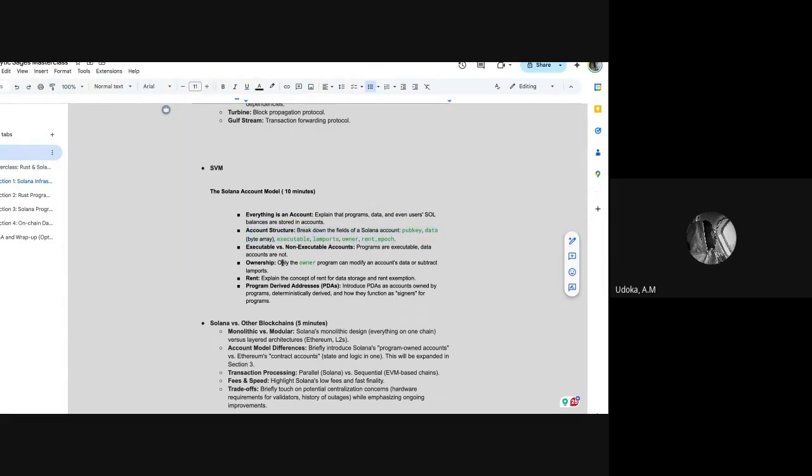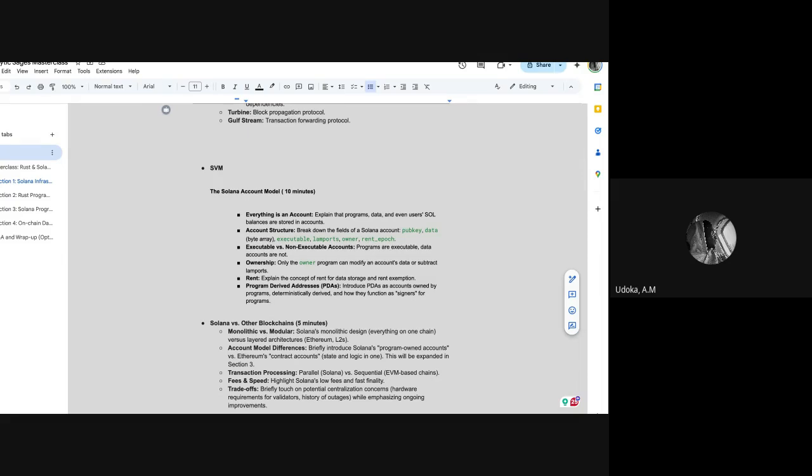Then executable and non-executable accounts. Then ownership, account ownership, that's for programs. I think I've explained that. Then rent. Every account must pay rent as long as that account is running on Solana. There has to be rent paid to keep it running, and this rent can be refunded, or will always be refunded, if the account ceases to exist.